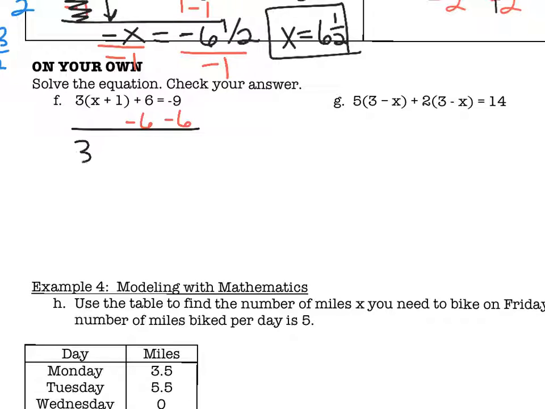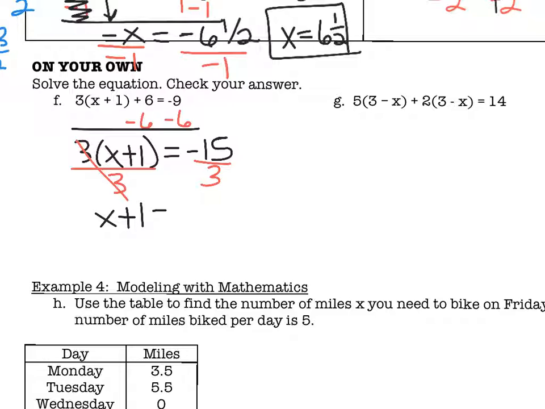So then I have 3 times (x plus 1) is equal to -15. And then I'm going to divide by 3, and I have x plus 1 is equal to -5. And the last step is to get rid of the 1. The inverse operation would be to subtract it from both sides. So we have x is equal to -6.